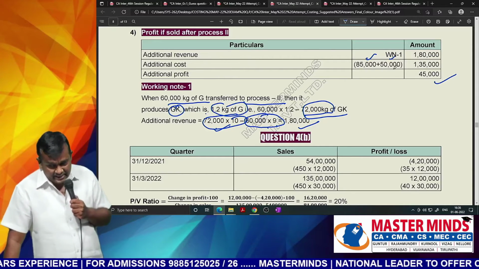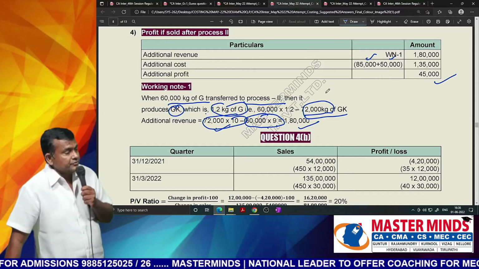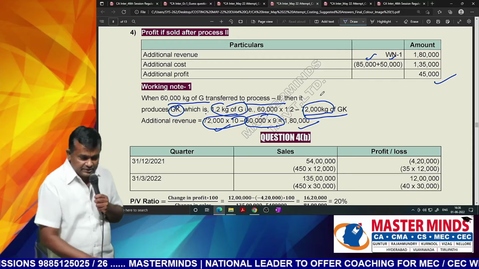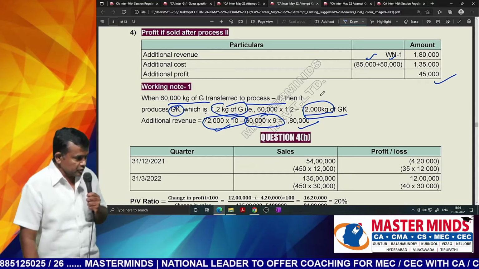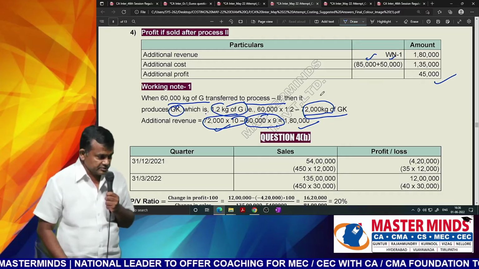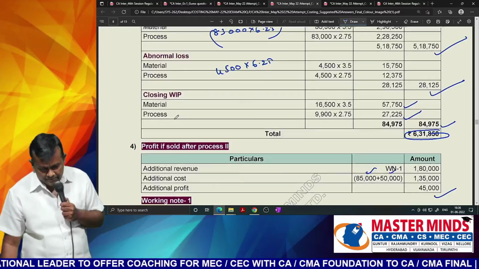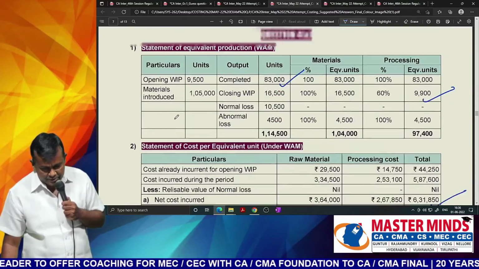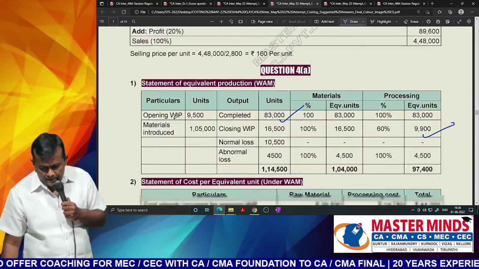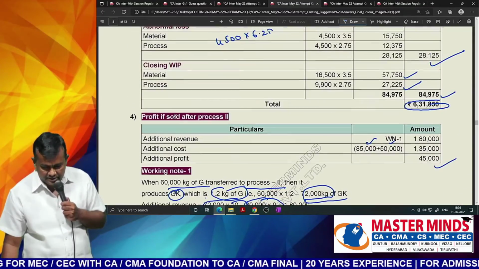Additional cost incurred equals 1,35,000 rupees. Additional benefit equals 45,000. So better advice, sir: go for further processing. So additional profit equals 45,000 rupees. This is the conceptual clarity bit, sir, that is newly added in this question: additional revenue, additional cost, to finally find out the additional profit.